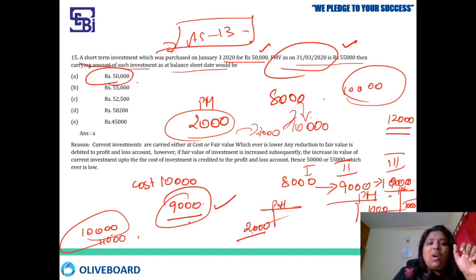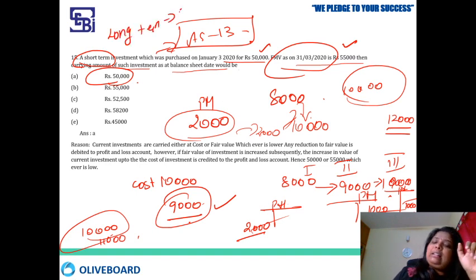Ma'am, you said it is short-term investment. Ma'am, so is there anything else for long-term? Of course, yes. Long-term will be carried at its cost. Okay. Provided if there is any permanent reduction in the value, permanent diminution in the value of the investment, then that reduction will be accounted for. Otherwise, the long-term investments will be carried at its cost. There is no doubt about it.